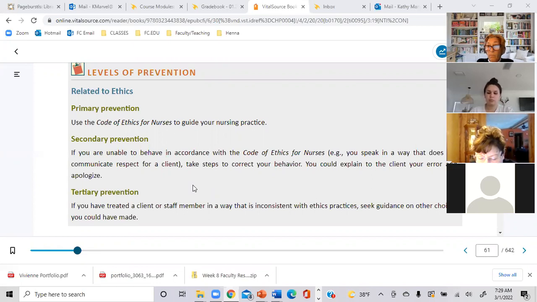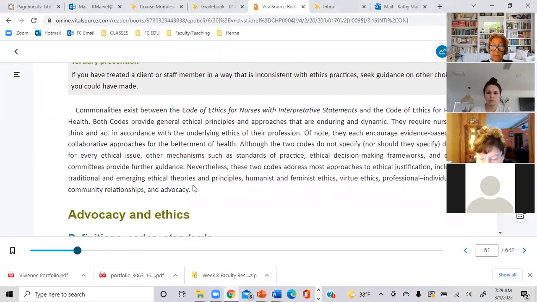Maybe firing the employee if they can't work within the code of ethics, right? Make sense?